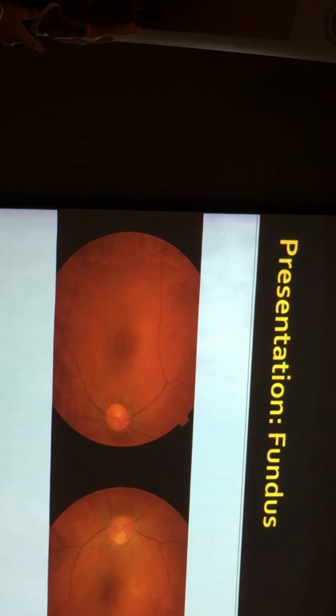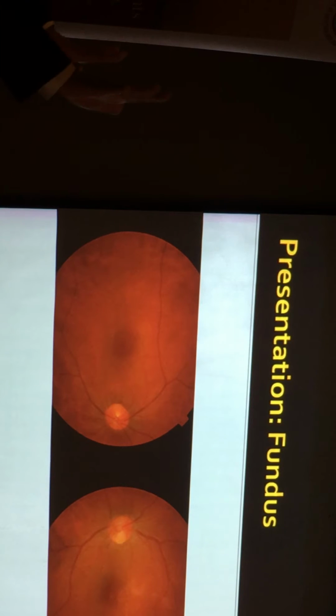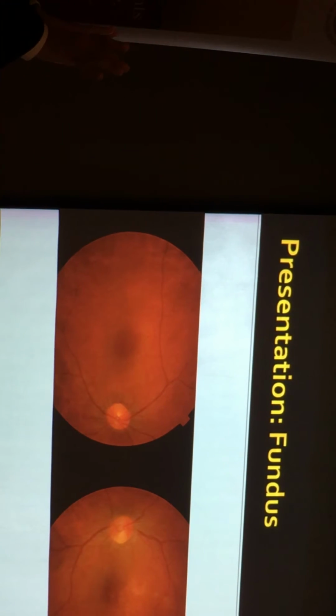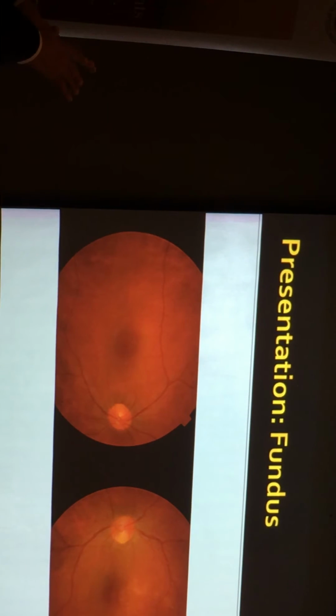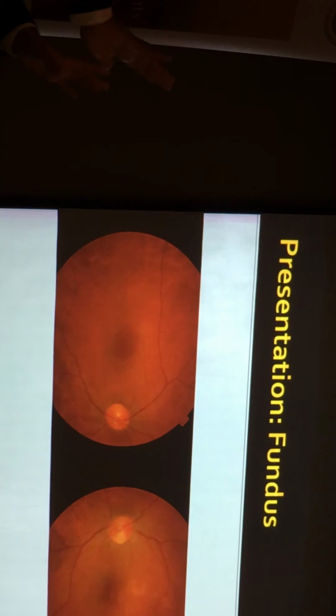You ask the patient to open mouth, you ask the patient to show their palms. Secondary syphilis. Okay, you think in terms of secondary syphilis. You see these lesions, multifocal retinitis lesions, vitritis, you think in terms of syphilis.